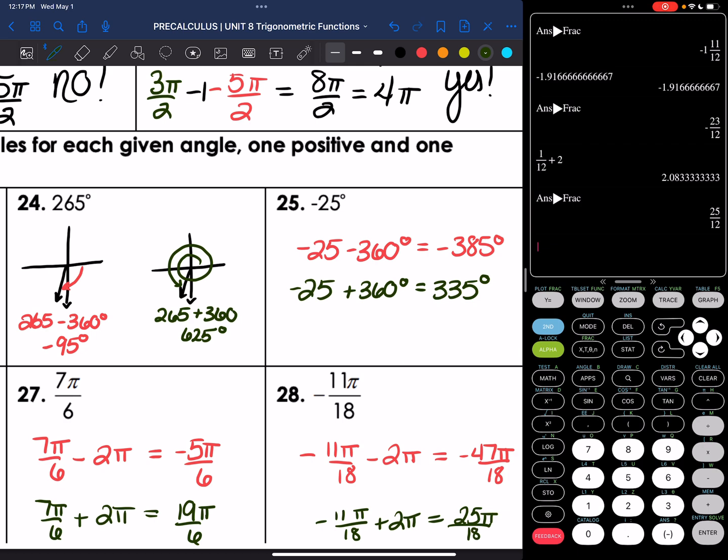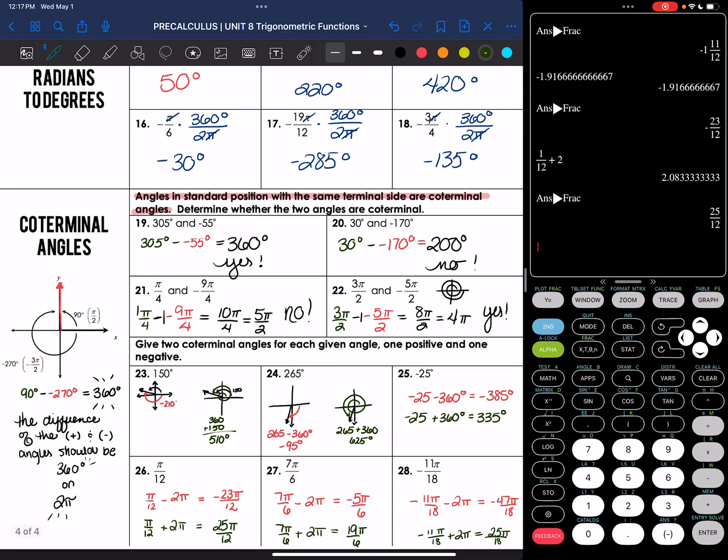Positive and negative coterminal angles for each of those in both degree and in radian measure.